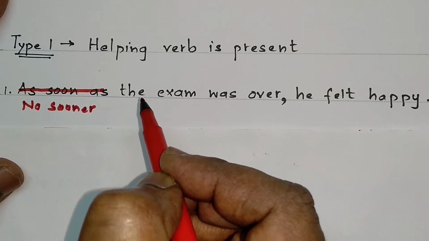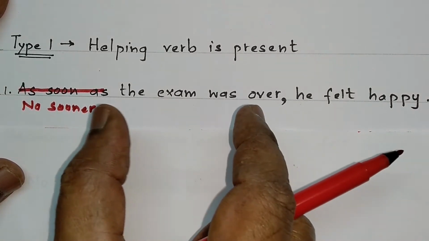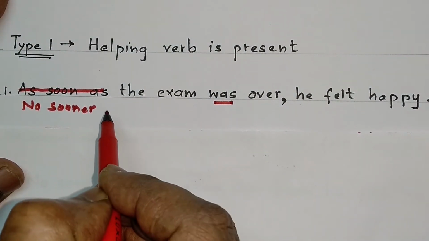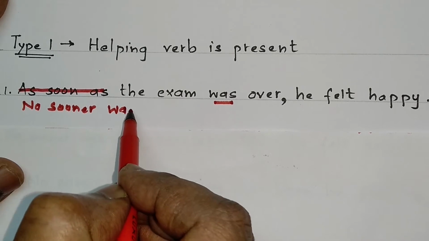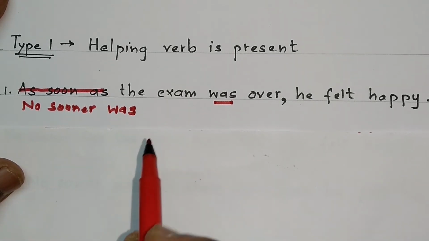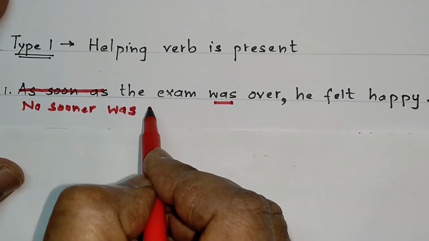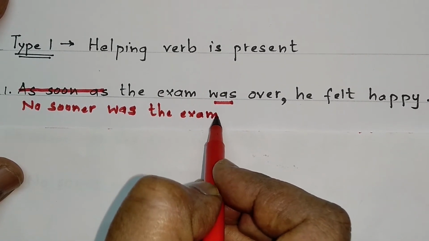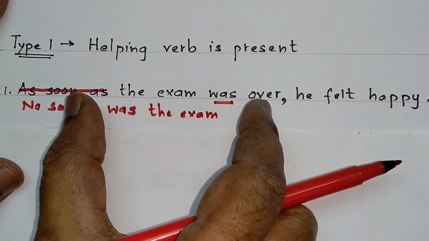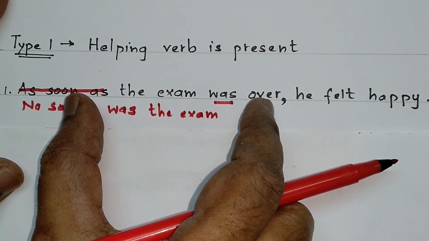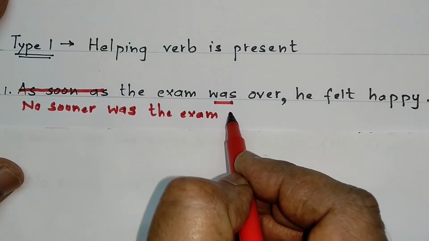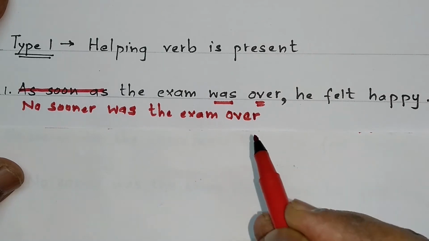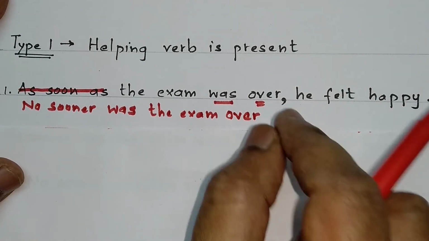Next, write the helping verb. The helping verb in the as soon as part of the sentence is "was", so write "was". Next comes the subject. The subject here is "the exam". Then whatever is present in the remaining part, that is in the as soon as part, should be written here. The remaining part is "over". Replace the comma with "than".